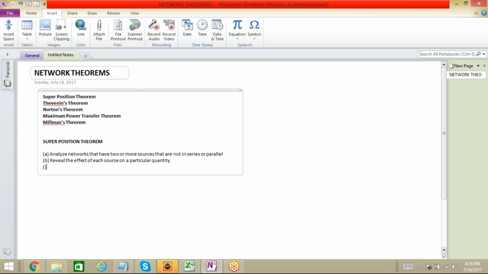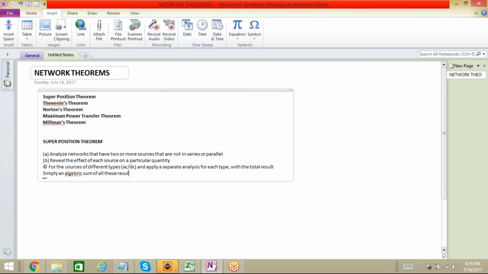Now, for sources of different types, like AC source or DC source, we apply a separate analysis for each type, with the total result simply an algebraic sum of all these results. We will understand this with some examples also.